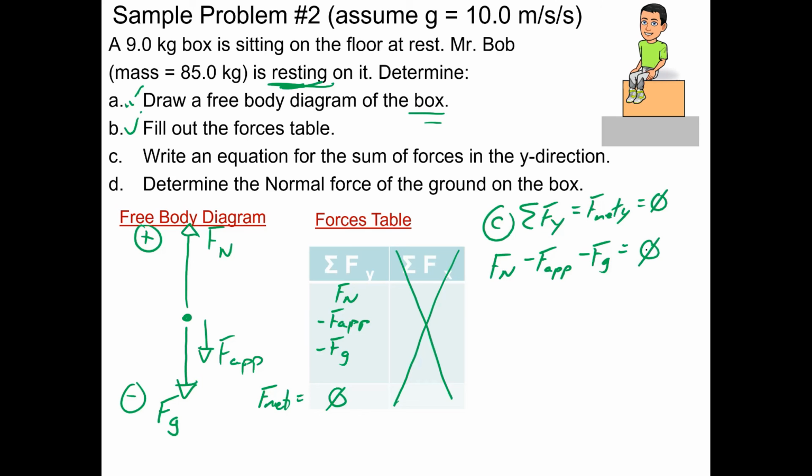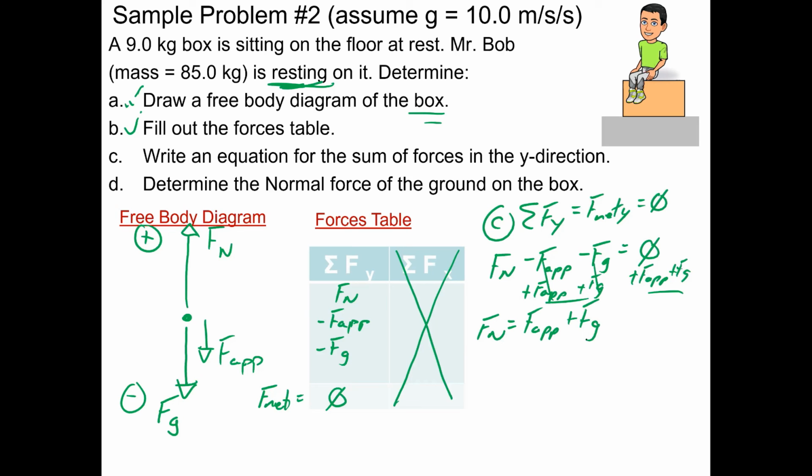I made this problem harder than I meant it to be, but you guys can handle it. So we're going to determine the normal force, right? To do that, I'm going to add the applied force and the gravity force to both sides. So these cancel, and we get that the normal force is equal to the applied force plus the weight of the box.